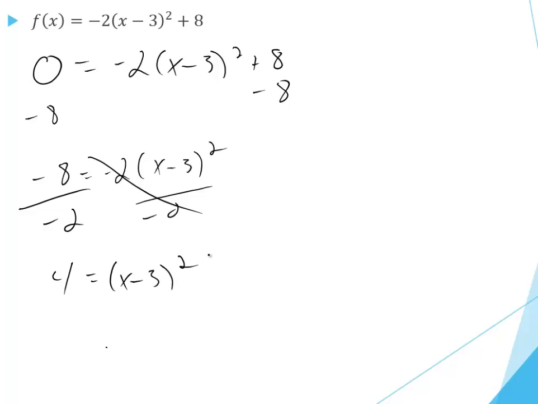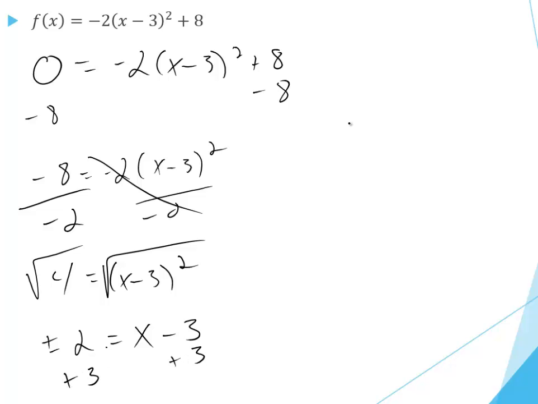Now, the opposite of squaring is square rooting, so square root both sides. And when you square root both sides, the square root of 4 is positive and negative 2. That'll equal x minus 3. One last step, we need to get rid of 3 so we can get x by itself, so add 3 to both sides.